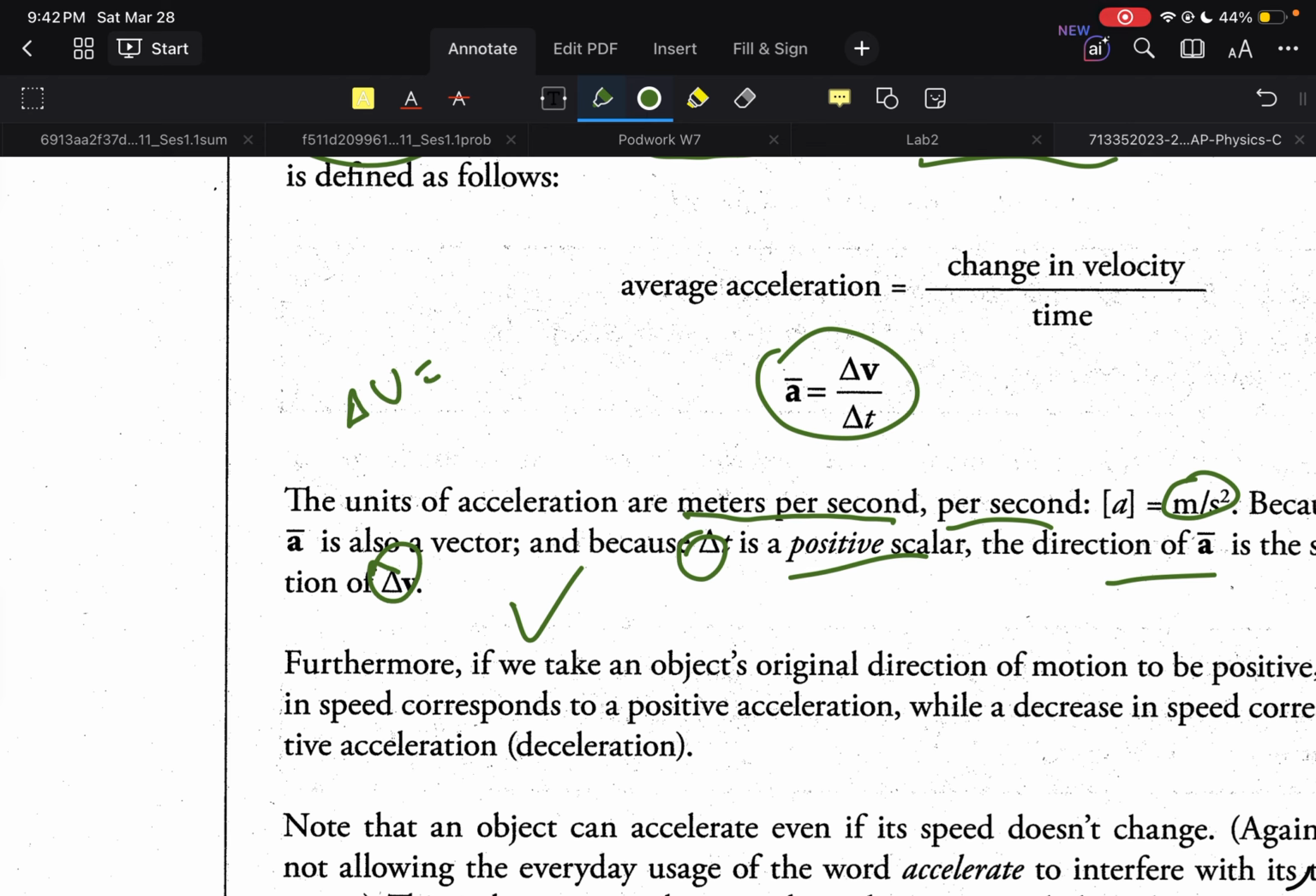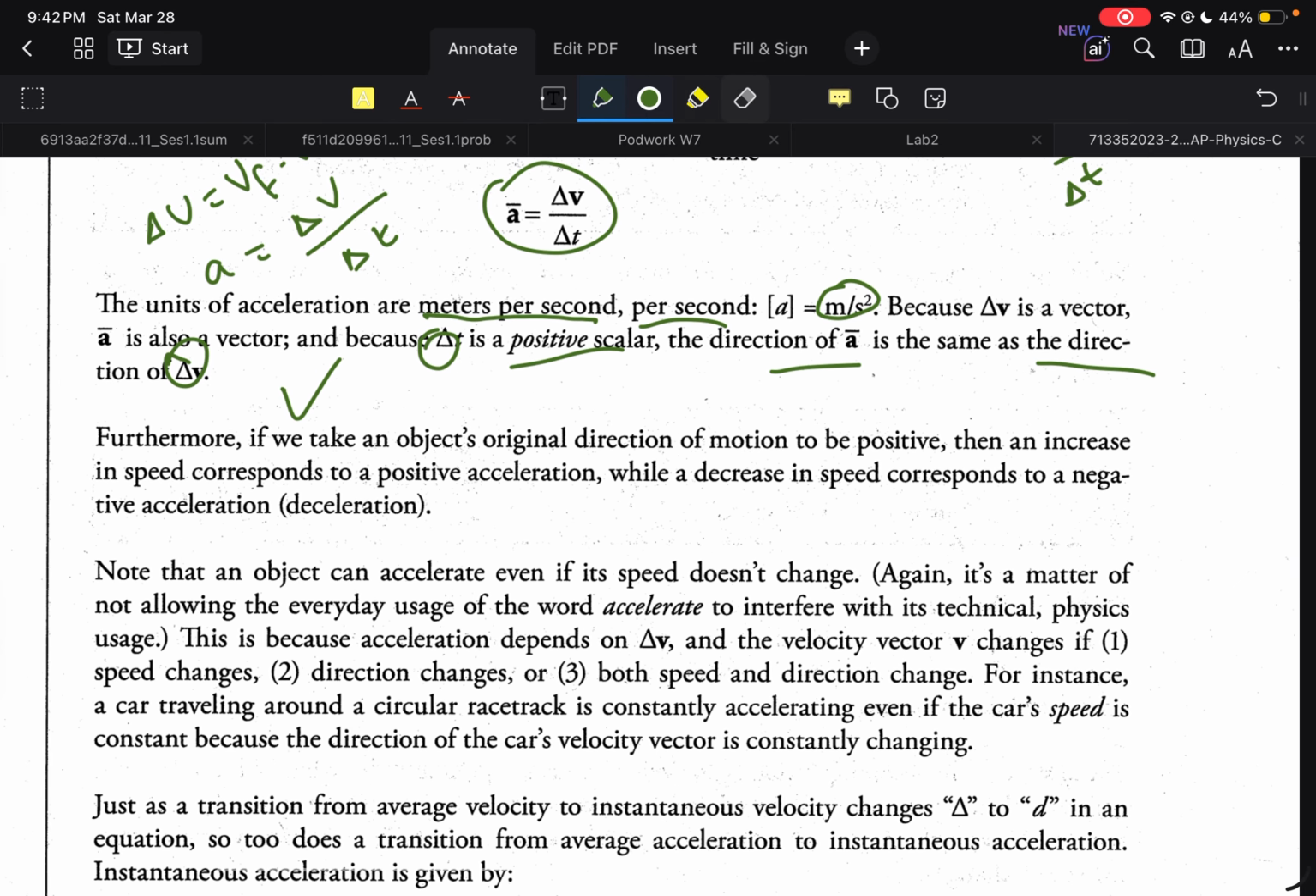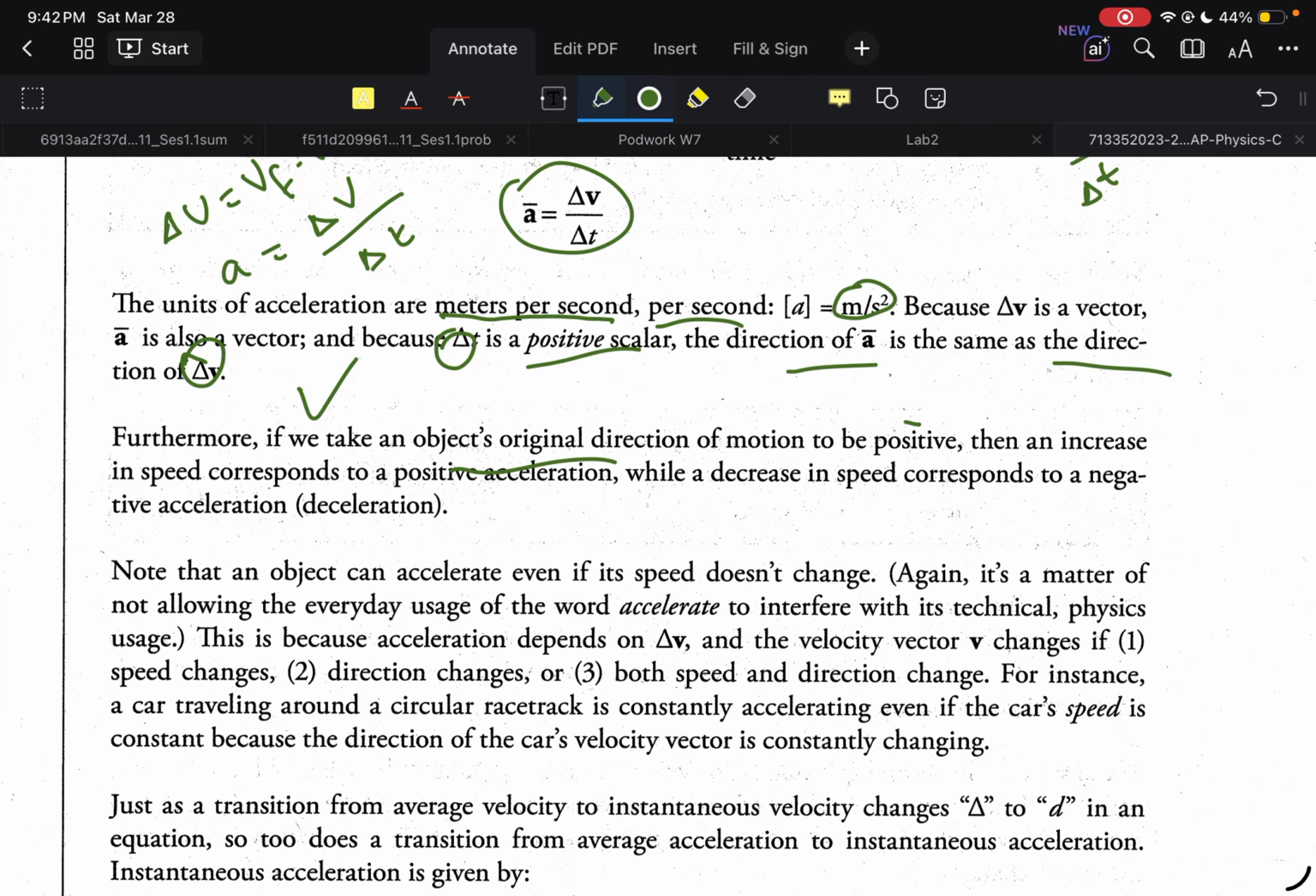So you know change of v is equal to dx dt, and also velocity final minus velocity initial. And because of that, acceleration is equal to change of v over change of t. So using this information, they're going to be in the same direction. Furthermore, if we take our object's original direction of motion to be positive, then an increase in speed corresponds to positive acceleration, while a decrease in speed corresponds to negative acceleration, deceleration.